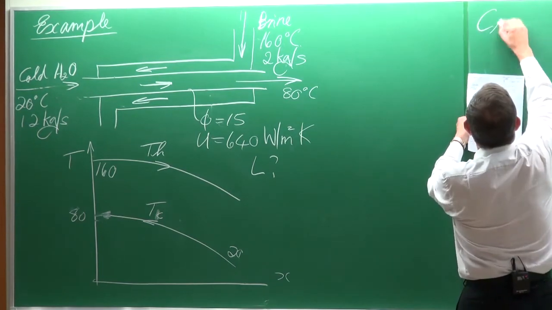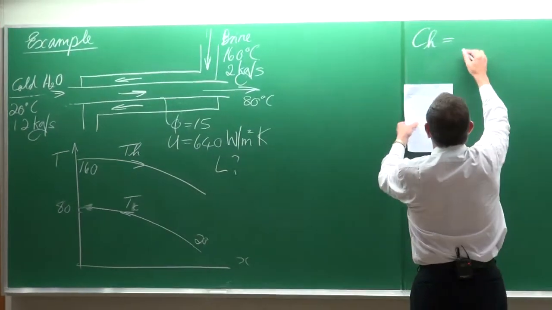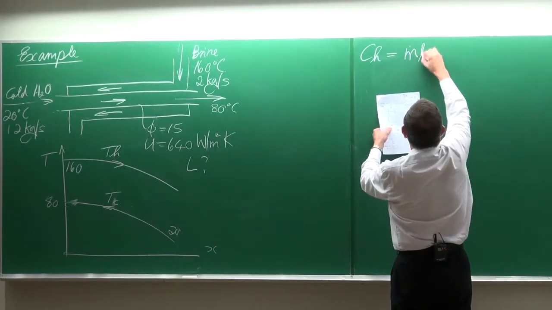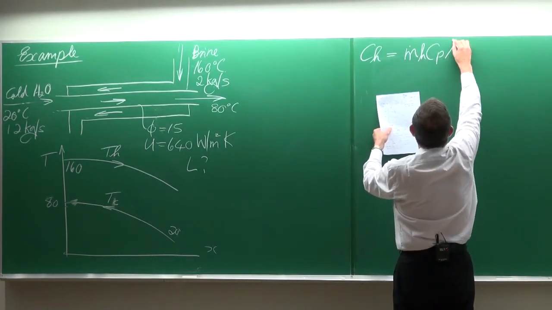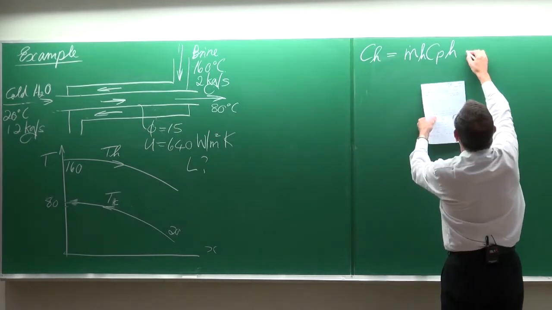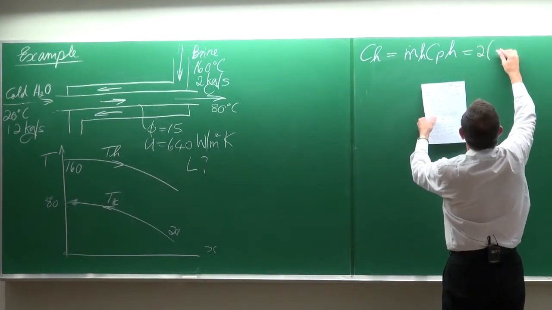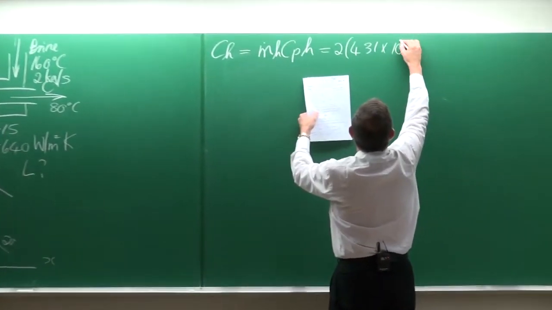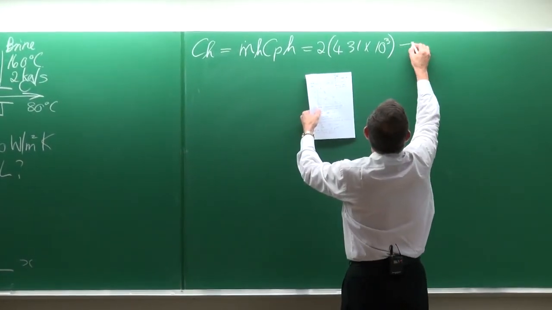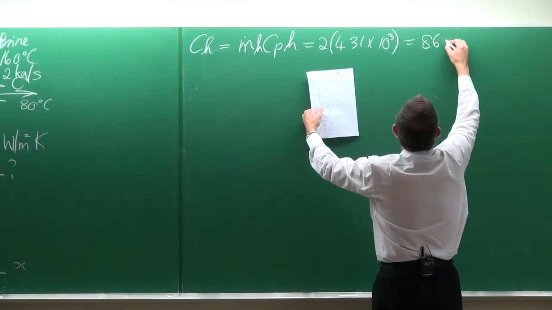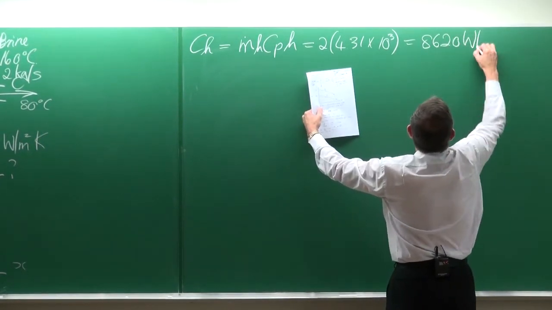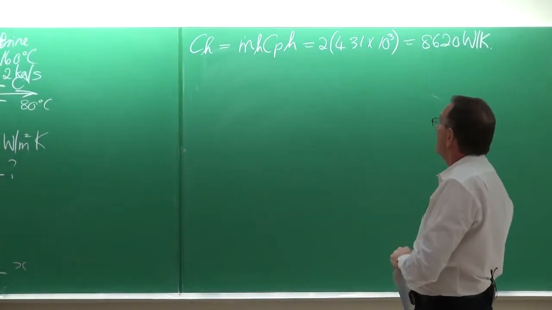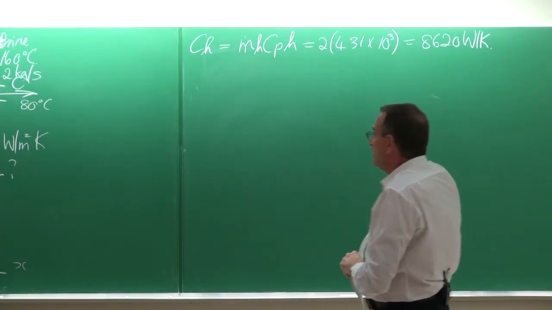Right, with that method, we calculate the heat capacity rate on the hot side, which is the mass flow rate on the hot side multiplied by Cp on the hot side. And the mass flow rate is 2, and the Cp value is 4.31 multiplied by 10 to the 3, and that is equal to 8,620 watts per Kelvin. That is then for the hot stream.